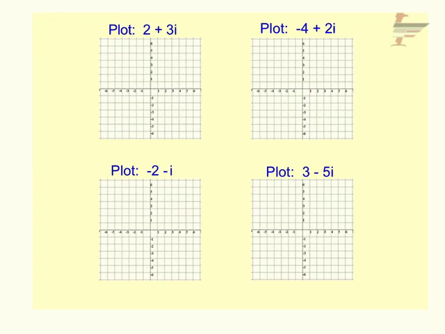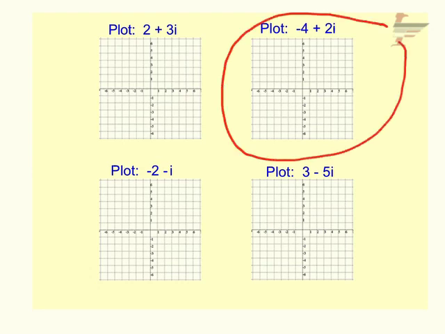So just to talk about this for another second, let's look at this one. How about negative 4 plus 2i? So that negative 4 is the real number, so from the origin, I'm going to go negative 4 on the real axis, and then plus a 2i, that's a positive 2, so I'm going to go up 2, and that's where the point's going to be. That's where that complex number is located.